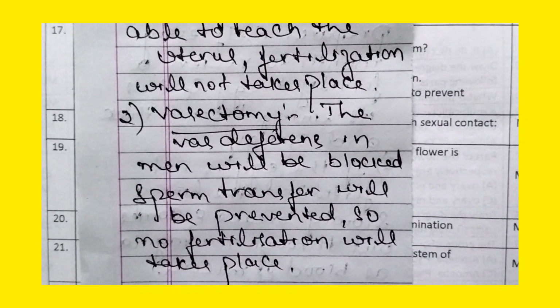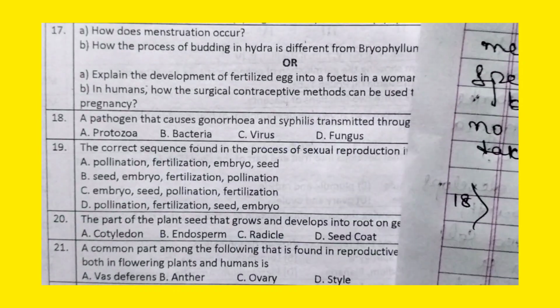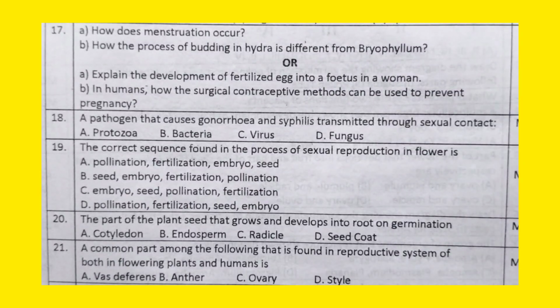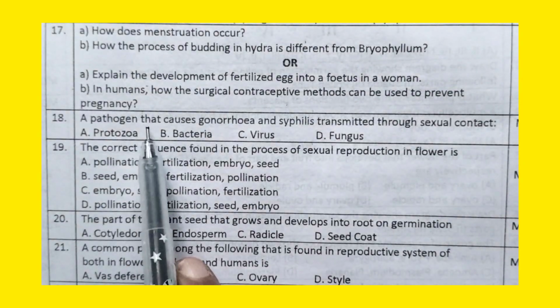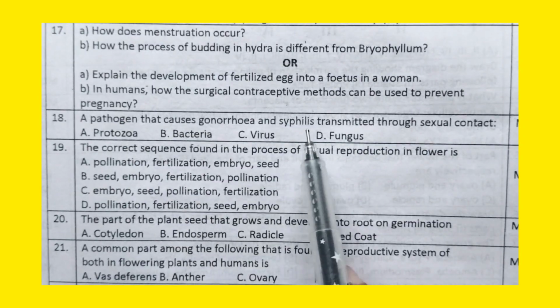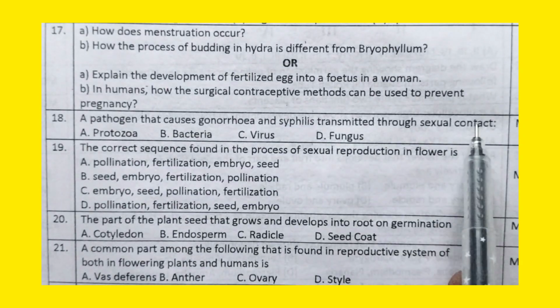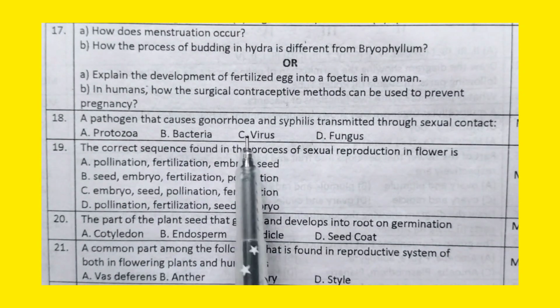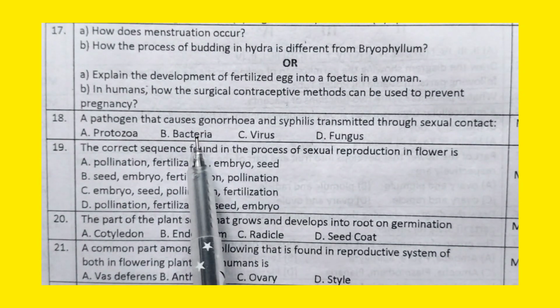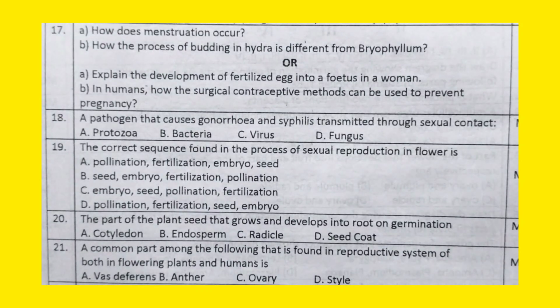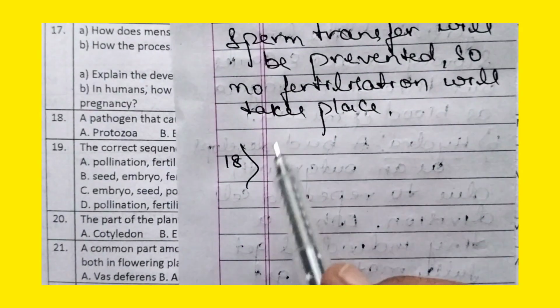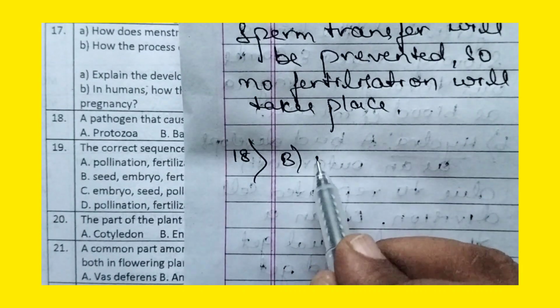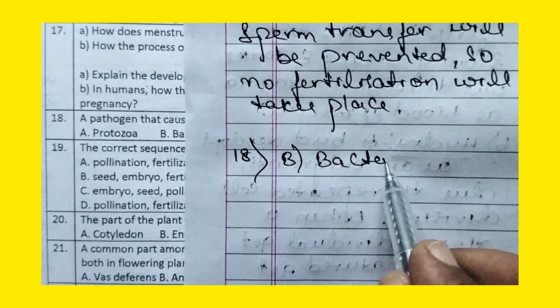Now we are moving to the 18th question. The 18th question is an MCQ question. A pathogen that causes gonorrhea and syphilis transmitted through sexual contact. Both gonorrhea and syphilis are bacterial infected sexual diseases, so both are diseases spread through bacteria. So that is for the 18th question. The right answer is option B, bacteria.